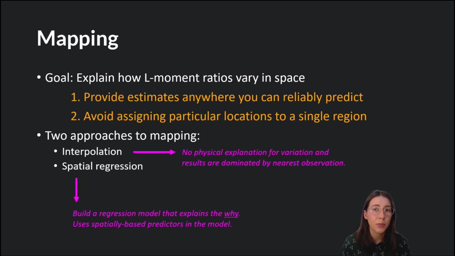estimate. In a practical sense, mapping is where you produce a spatial map of the L moment ratios, like LCV and L skew, and from these maps you can interpolate virtually any location, even if there's no observations. And from these maps, you can estimate the parameters of the frequency distribution from virtually any location within your study area.